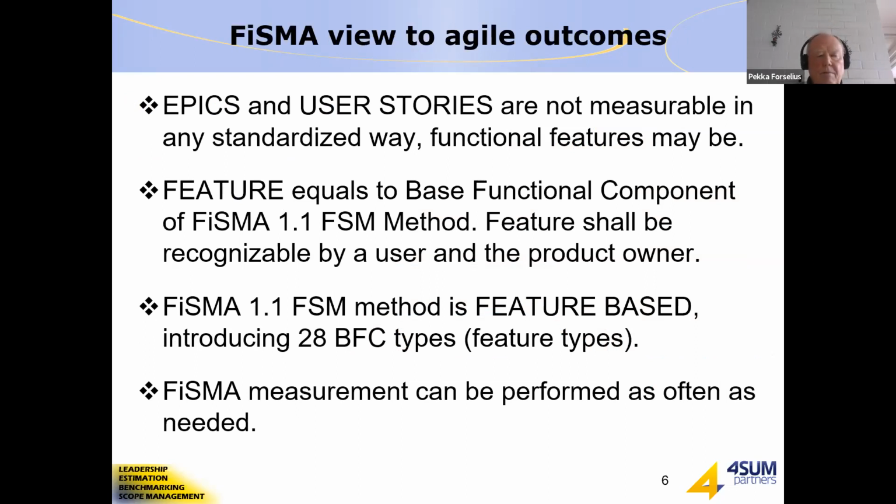FISMA has been wandering around these terms, and we very much want to concentrate on features. So we think that epics and user stories are not measurable in any standardized way, but functional features may be. So as the definition says that features are functional or non-functional, we are concentrating on functional features. And we are using the FISMA method, which has 28 base functional component types. And features can equal FISMA base functional component types. It's important that the feature shall be recognizable by a user and the product owner.